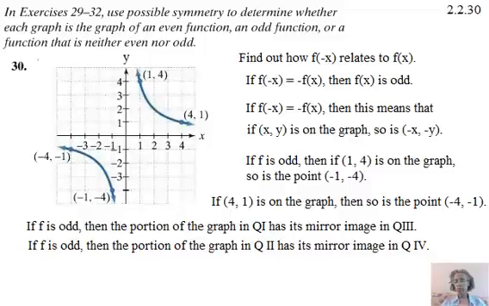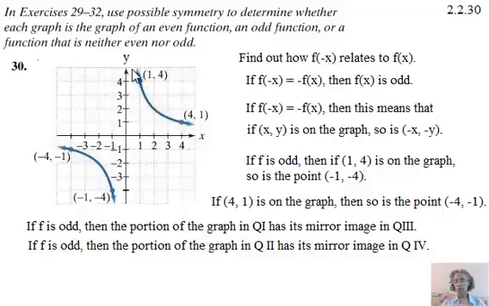So if a function is odd, then the portion of the graph in quadrant 1 has its mirror image in quadrant 3. If f is odd, then the portion of the graph in quadrant 2 has its mirror image in quadrant 4. We see there is no portion of the graph in quadrant 2, which means if this is odd, there wouldn't be any portion of the graph in quadrant 4. We do see this branch of the graph in quadrant 1, and its mirror image is in quadrant 3.